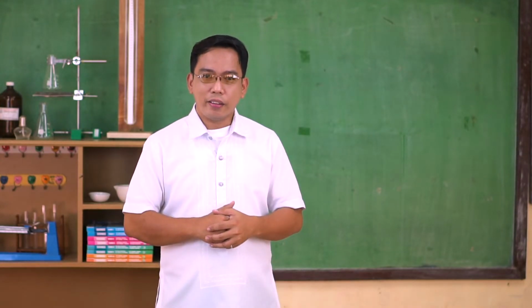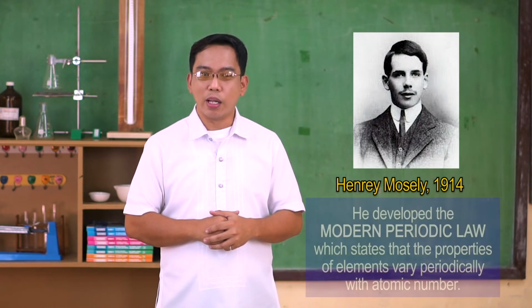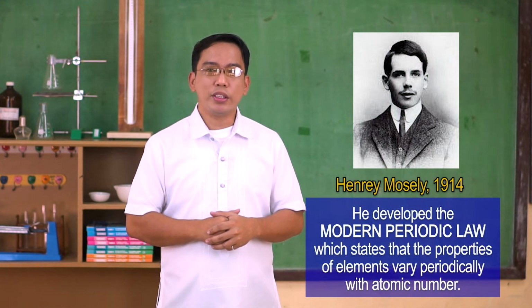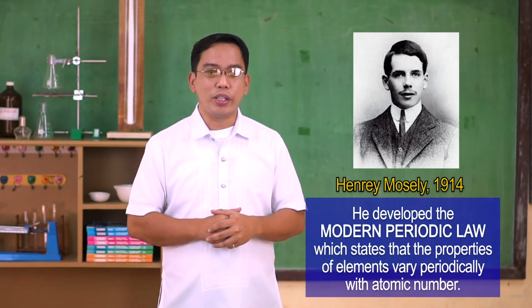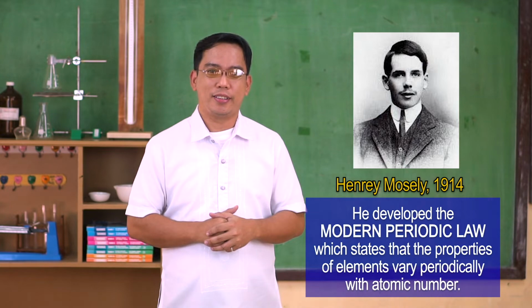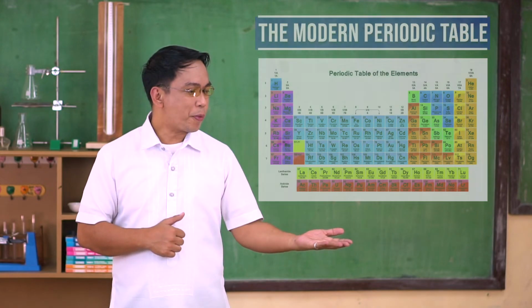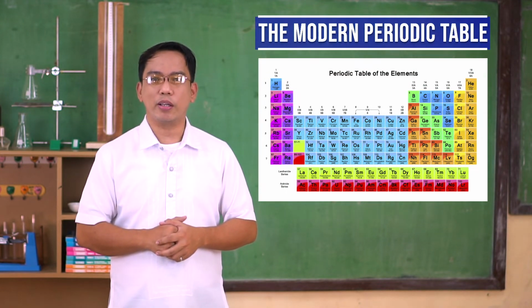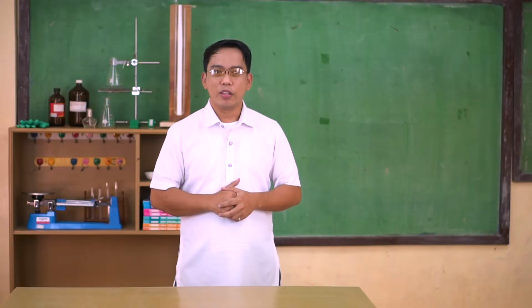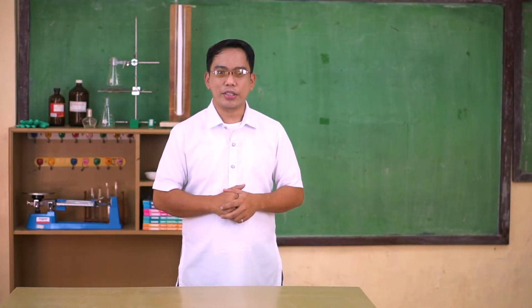Later, in 1914, Henry Moseley, an English physicist, developed the modern periodic law, which states that the properties of elements vary periodically with atomic number. The modern periodic table organizes elements in such a way that information about them is easily revealed. Using the periodic table of elements, let's now familiarize ourselves with how elements are arranged.